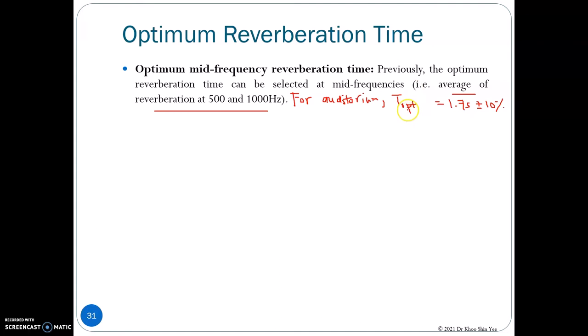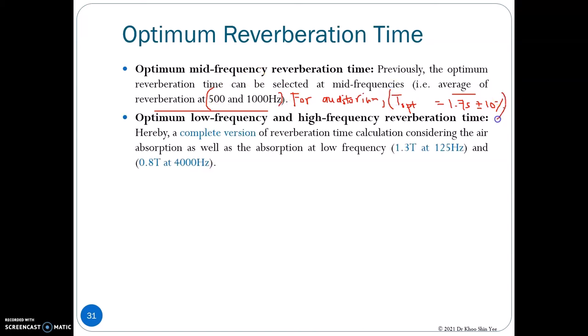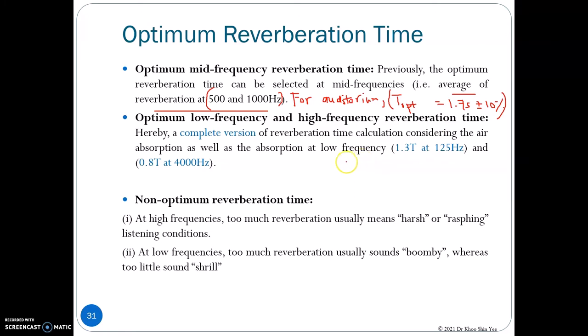And you should know that this optimum time is only valid for mid-frequency around 500 and 1000 Hz. We can use this information to find the optimum low frequency and high frequency reverberation time. For example, at low frequency around 125 Hz, the optimum time is equal to 1.3 multiplied with the optimum time at mid frequency. Therefore, you should obtain the optimum time at the low frequency equal to 1.3 multiplied with the 1.7 second. So the answer should be around 2.21 second.